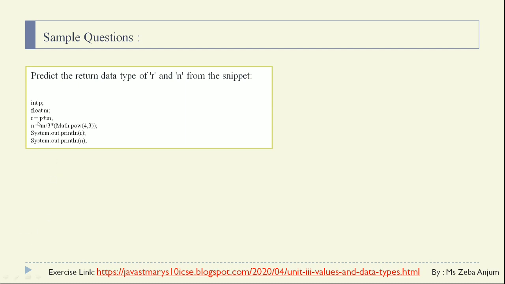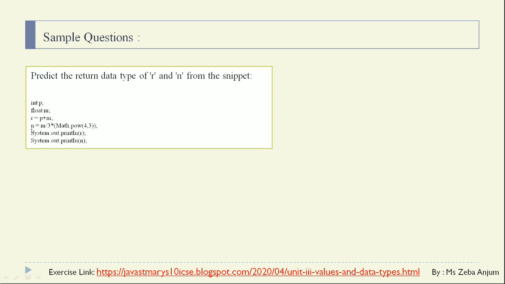See the third line, R equals to P plus M. P is of integer data type, M is of float data type. Previously we have seen regarding this int and float, we are having float at the highest priority. So R is of float data type.